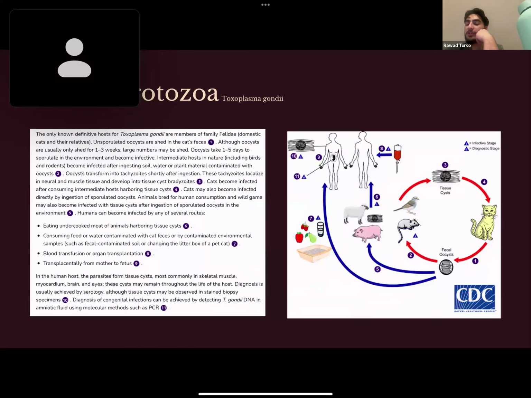Okay? So you guys can read this on your own. It's very important that you guys go through the life cycle. Again, different ways of transmission can be eating undercooked meat of animals harboring the tissue cysts, so they're already infected with the parasite, and then you eat their meat. That's how you get the infection. Or by just straight up consuming food or water that's contaminated with the cat feces, or blood transfusion, which is very rare again, or congenital toxoplasmosis from a maternal infection during pregnancy.